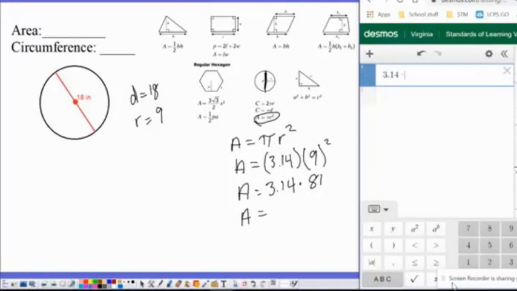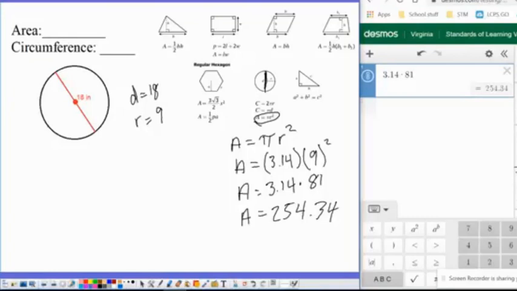All right, so we do 3.14 times 81, and I get 254.34. And that's in inches. So 254.34, and that's inches squared because I'm working with an area.